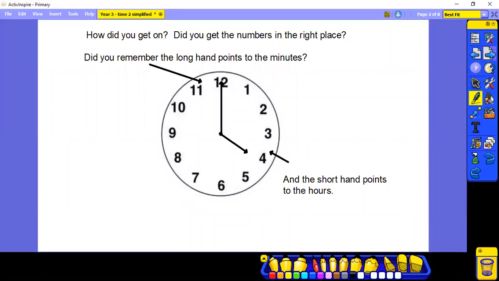How did you get on? Did you get the numbers in the right place? And did you remember that the long hand points to the minutes and the short hand points to the hours?